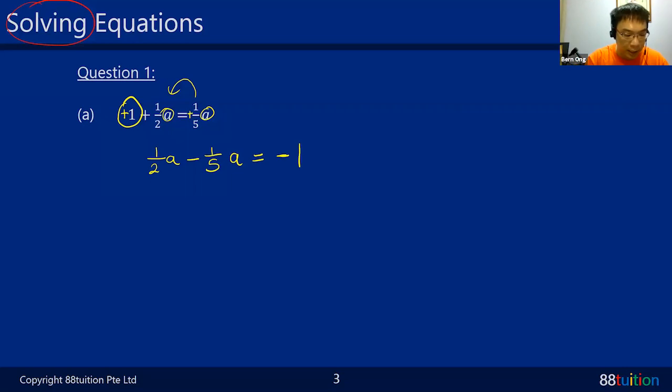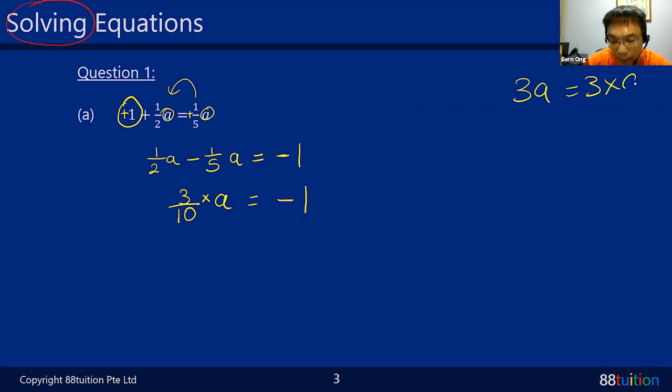Let's play trick. Half minus 1/5. All right, you get a 3/10A. 3/10A is equal to -1. Can you see? What is in between the fraction and the A? It's actually a multiplication. Do you know that? It's actually a times. Like, what is 3A? 3A actually means 3 times A. Do you know that? Yep.